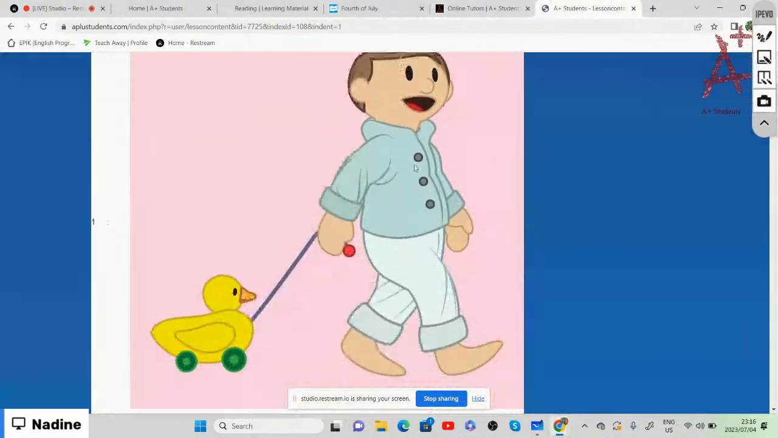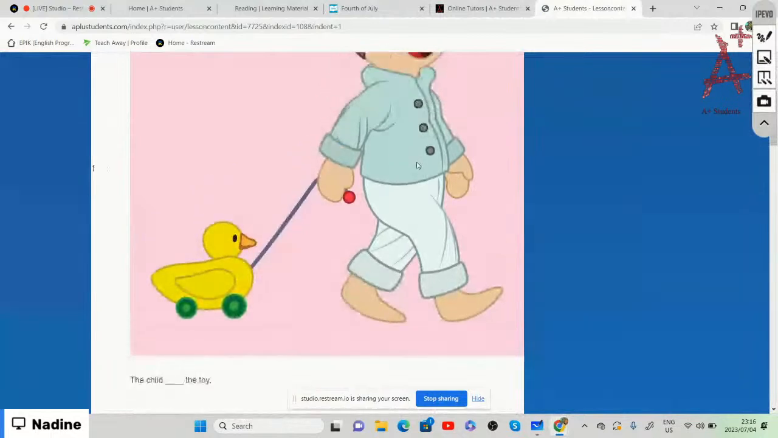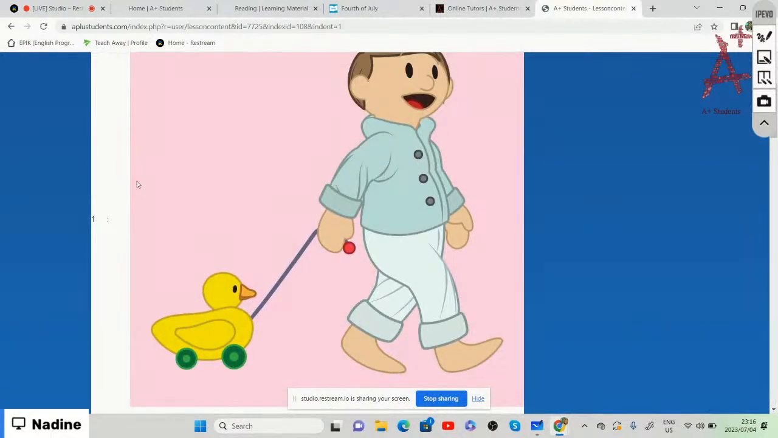All right, look at this picture. The child, the toy. What is the child doing with the toy? What is the child doing with the toy? So you need to basically say what the child is doing with the toy, right? So this is a little boy and he's got a little duck toy.